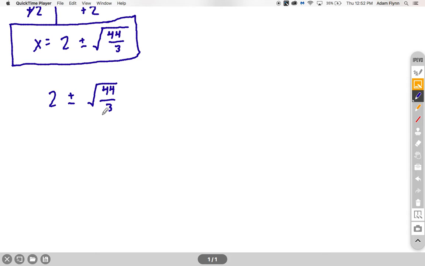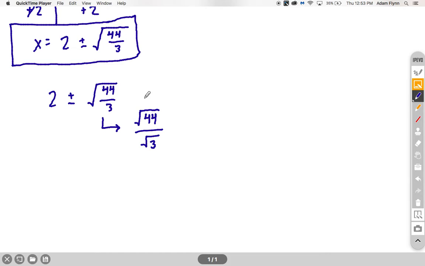Okay, so the rules of radicals tell us that we can rewrite this square root of 44 over 3 as two separate radicals. So we've got the square root of 44 up top, and we've got the square root of 3 down bottom. Okay, so all I did was rewrite it here. I took this one big radical and I broke it into two smaller radicals, one the numerator, one the denominator. Okay, so I think we'd all be all set there.